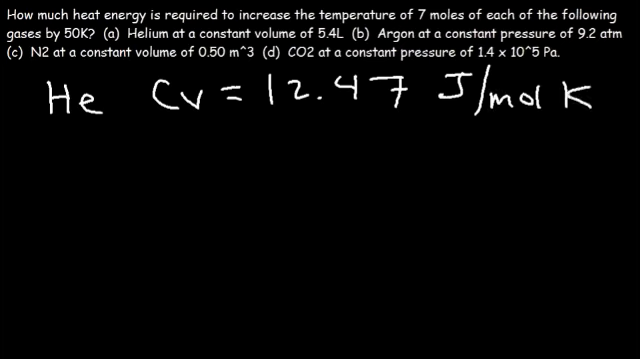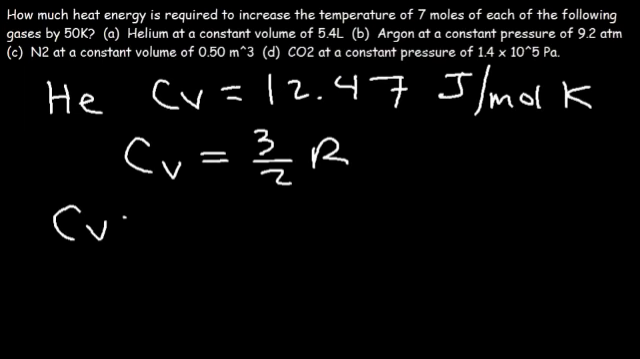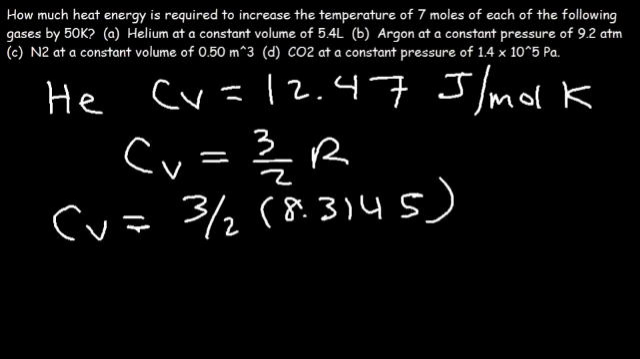Now, if you don't have this value, you can estimate it using this equation. CV is approximately equal to 3/2 times R for a monatomic ideal gas. Now let's see how close the CV value is going to be. So R is 8.3145. And let's multiply that by 3 and divide it by 2. This is equal to 12.472, which is very close to this value.